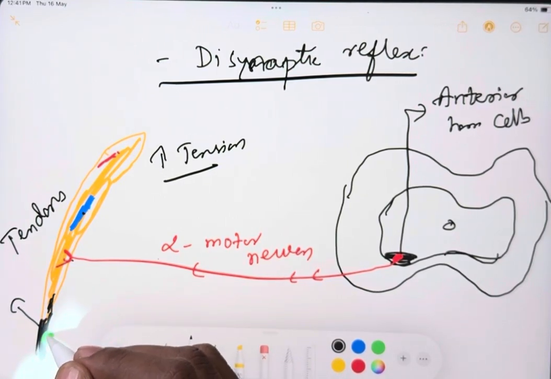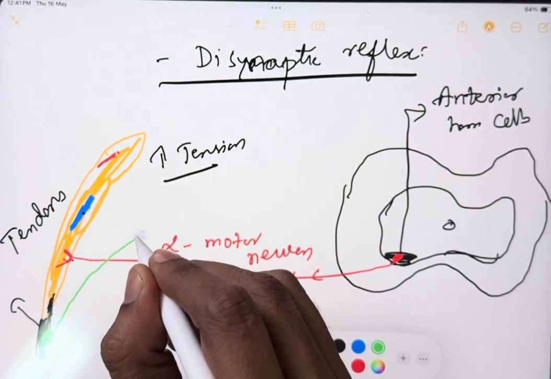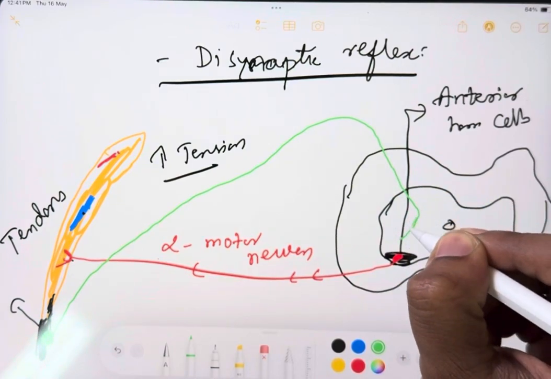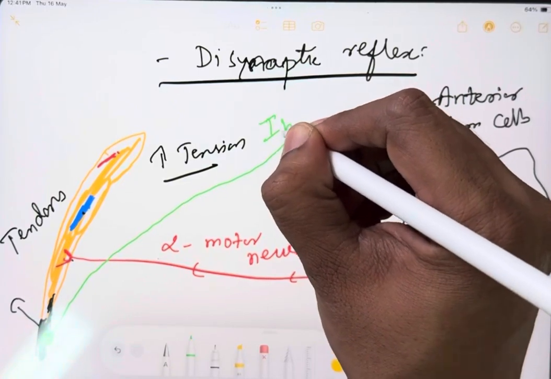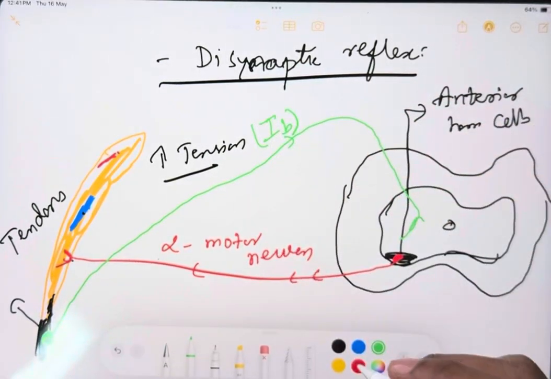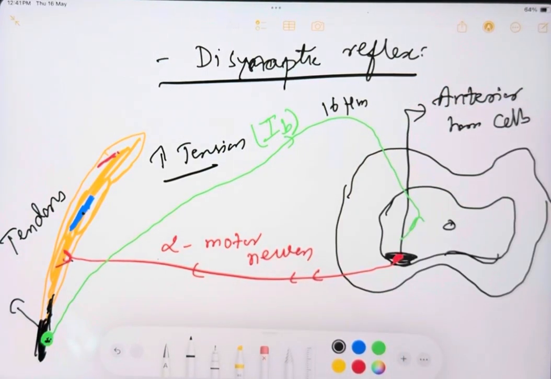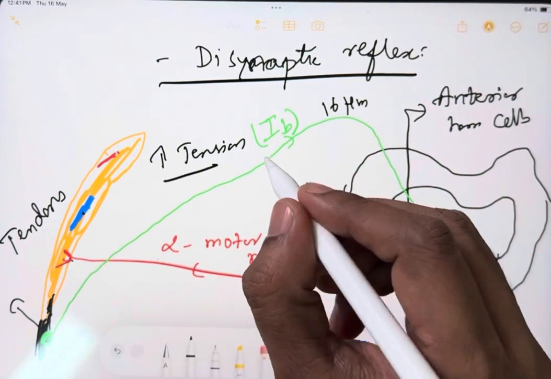So if 10 to 15 muscle fibers are attached to this Golgi tendon organ, this Golgi tendon organ gets stimulated and sends the signal through sensory nerves through the posterior horn of the spinal cord. These nerve fibers, the green color which I am highlighting, are known as 1B sensory fibers, and they are around 16 micrometer in diameter.